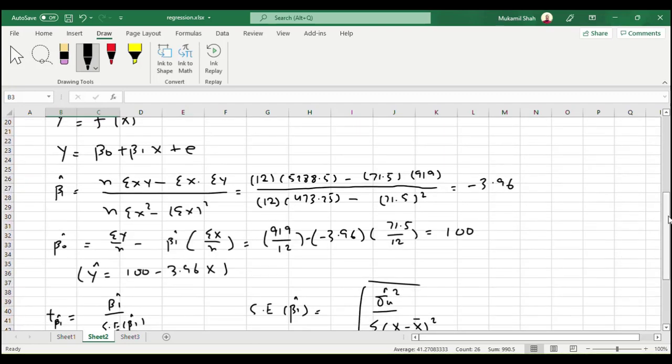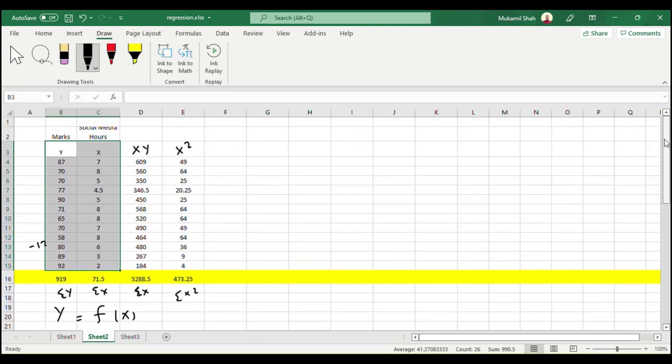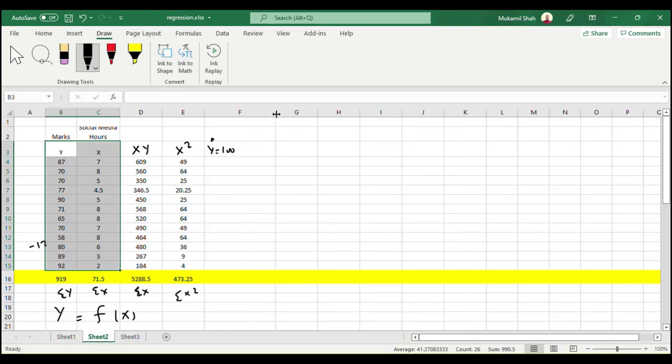We need to calculate certain things for these computations. For example, first of all, we need to calculate the predicted y hat, which is equal to 100 minus 3.96 x. We then need to calculate e, which is equal to y minus y hat. We then need to calculate e square. Let us calculate them one by one.